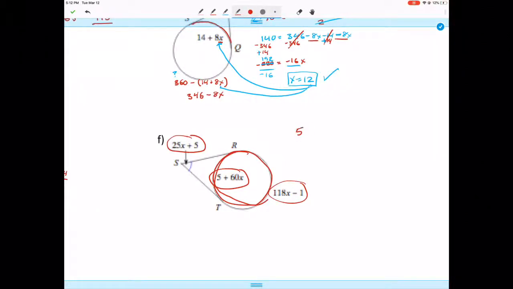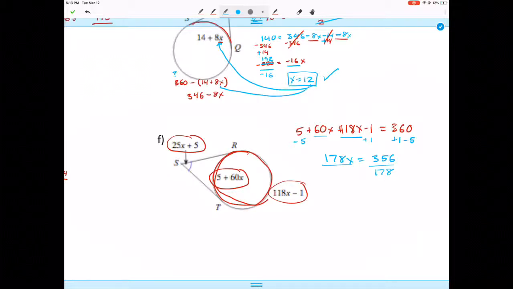So here you could do 5 plus 60x plus 118x minus 1. That all adds up to give us 360 degrees. From here you could combine like terms. You could add 1 to both sides, and you could subtract 5 from both sides. Combine these like terms: 118 plus 60 is 178, so 178x equals 356. Then we just divide both sides by 178. 356 divided by 178 gives you 2.